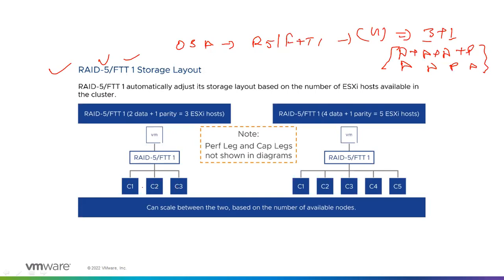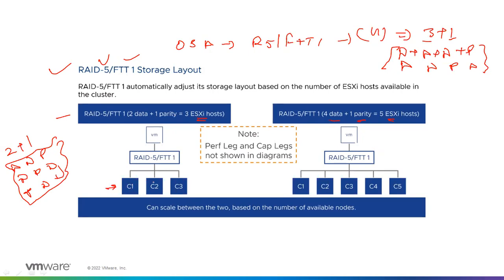How will my component be split? If it's a 2+1 architecture, it means data, data, parity. It's a dynamic way, right? Correct. So you can go with 2+1, for which you need three hosts. For RAID 5 FTT1, you can also go with 4+1, or with 3+1. That's not a problem at all.